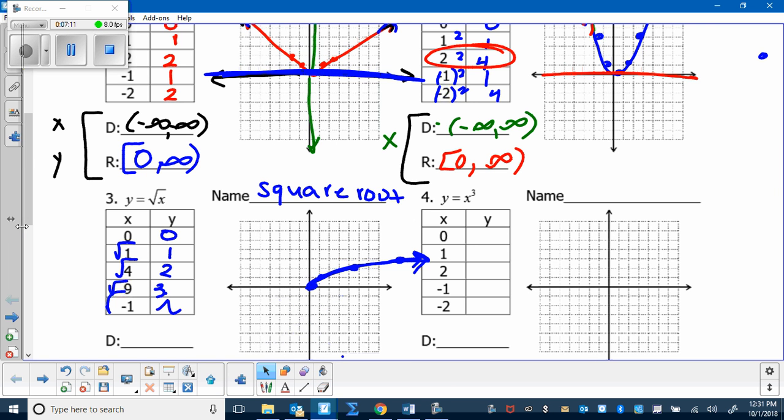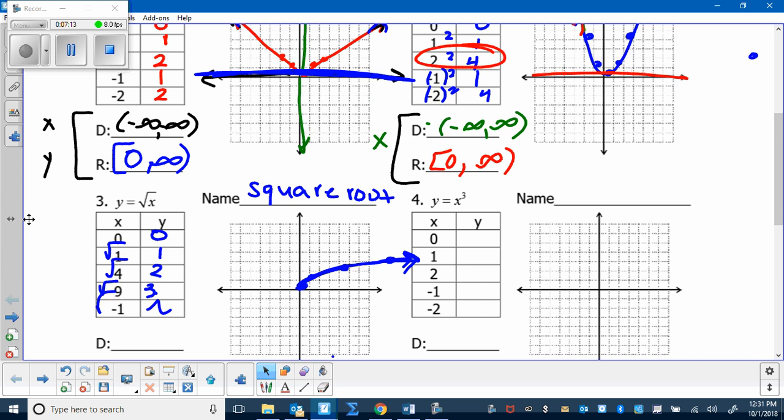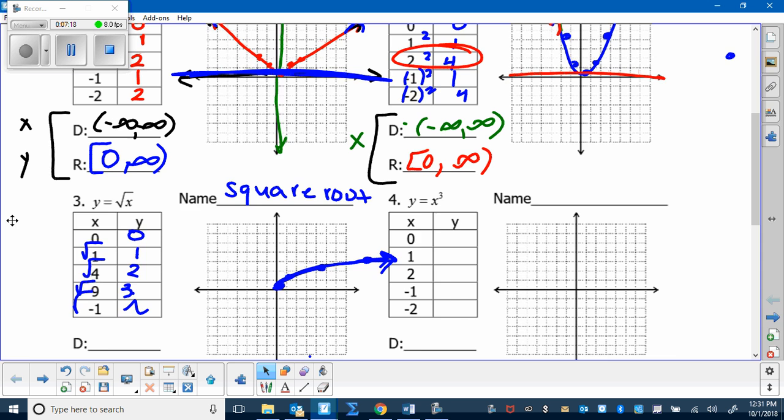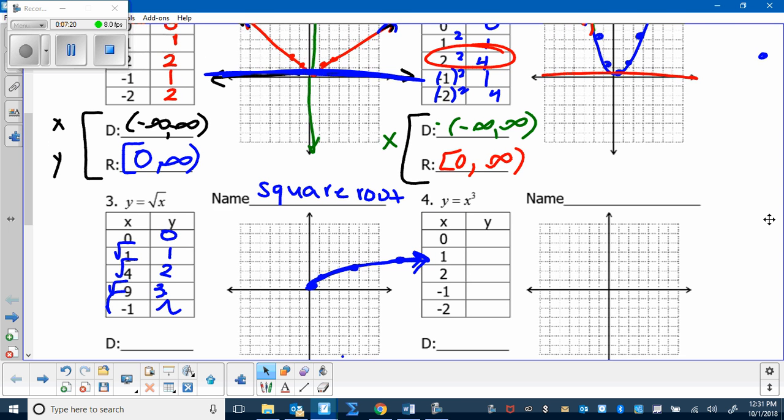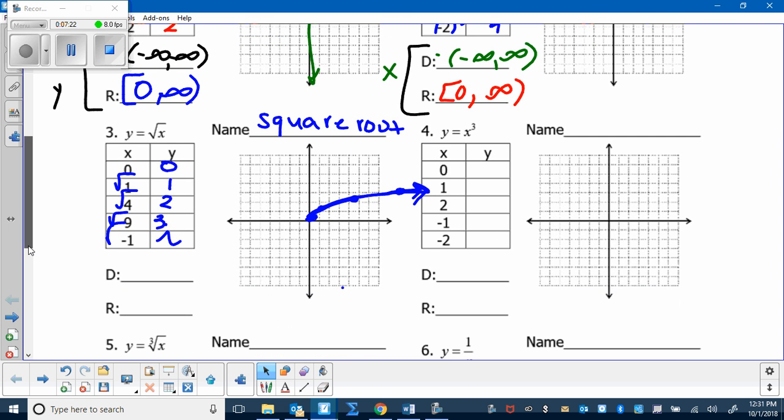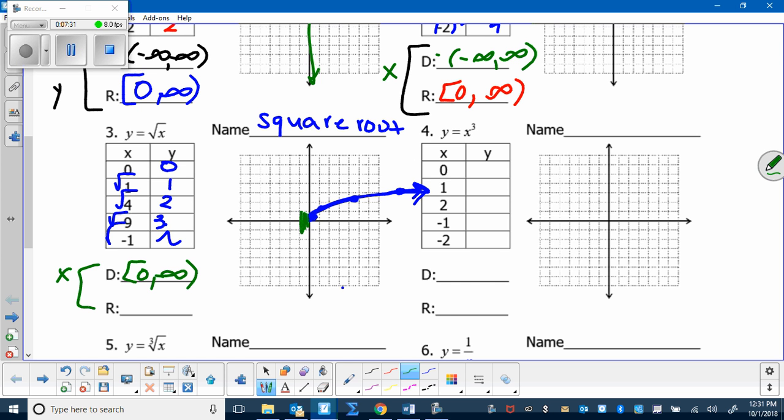For the domain of this graph, it doesn't actually go left and right forever. Where does that graph start? If you're looking left to right for your x's, you look all the way to the left, that graph is starting at 0 and going to infinity. The range of that graph starts at 0 at the bottom and goes up to positive infinity. So those are a little bit different.